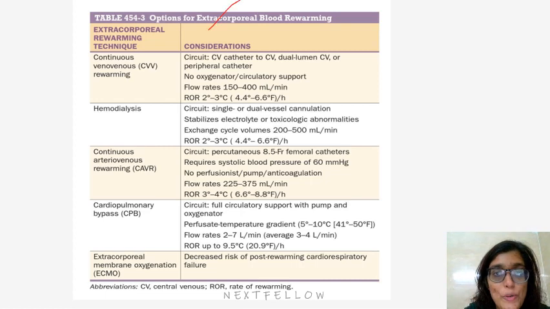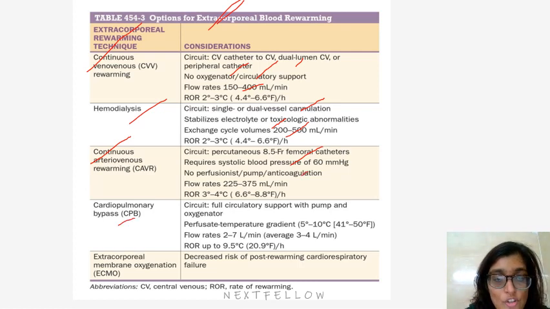So options for extracorporeal blood rewarming. One is continuous veno-venous rewarming. Circuit is CV catheter to CV, dual lumen CV or peripheral catheter. No oxygenator or circulatory support. Flow rates are 150 to 400 ml per minute. Hemodialysis: circuit is single or dual vessel cannulation, stabilizes electrolyte and toxicologic abnormalities. Exchange volumes are around 200 to 500 liters per minute. Continuous arteriovenous rewarming: percutaneous femoral catheters, requires systolic blood pressure of 60 mmHg. No perfusionist, pump or anticoagulation.